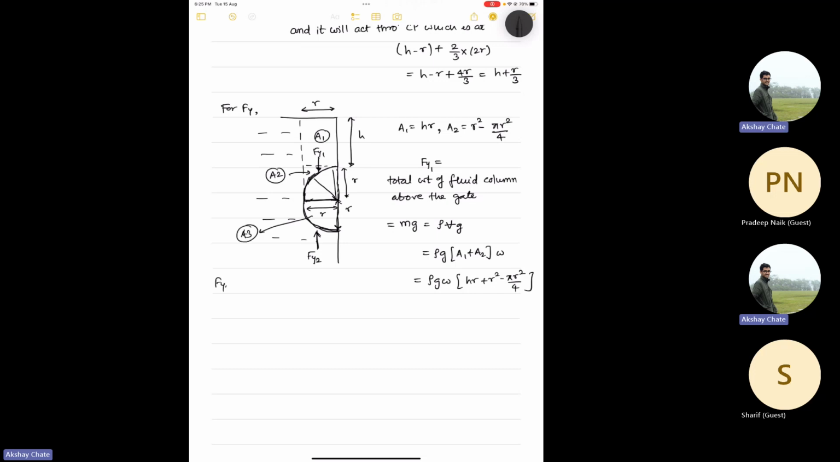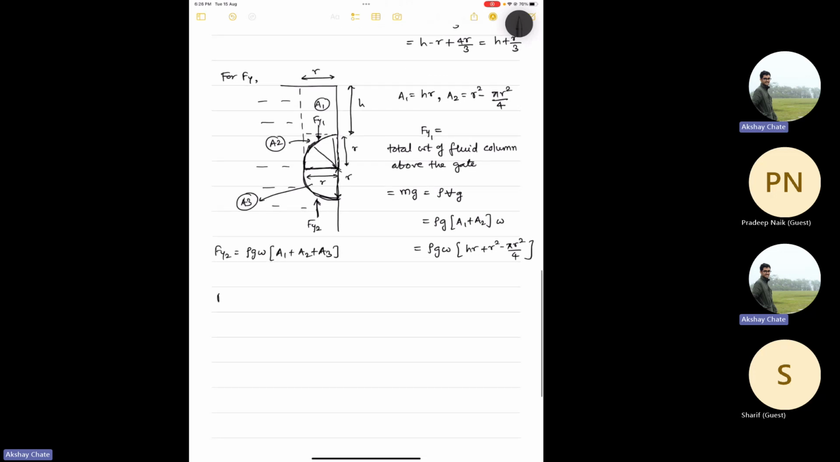So Fy2 will be, again, rho g w will be common, because that is the same thing only. Only the area is changing, which is A1 plus A2 plus A3. Okay, and finally we want Fy, right? So these forces are acting in opposite direction. So Fy will be Fy2 minus Fy1, because see, the buoyancy is a net vertical upward force. So therefore Fy2 will be more. And from maths also you can see, because we are adding A3, this Fy2 will be more.